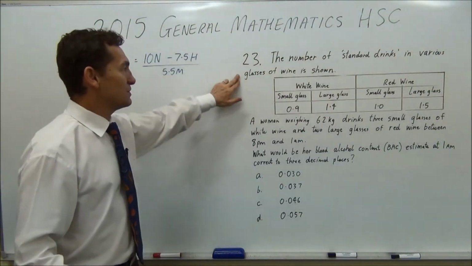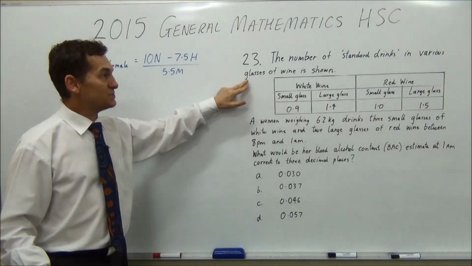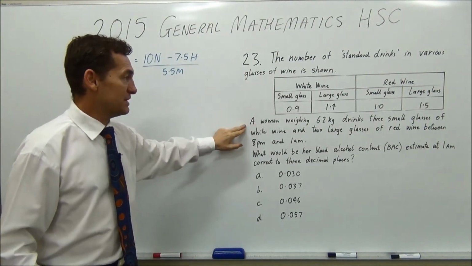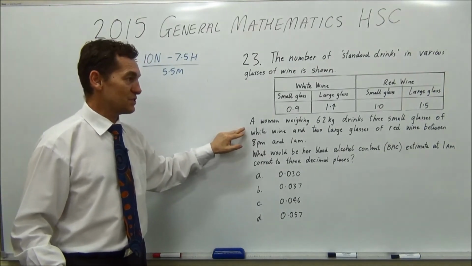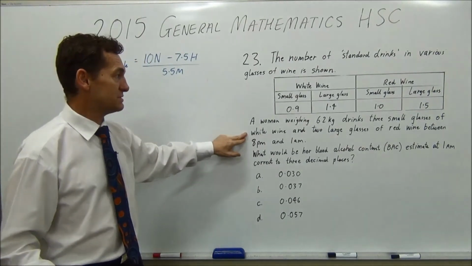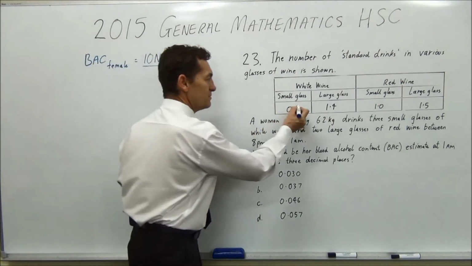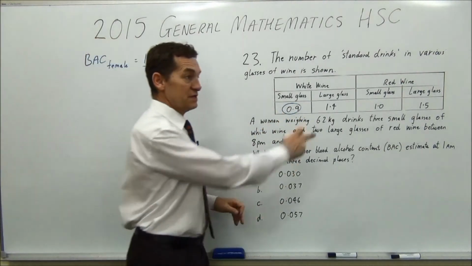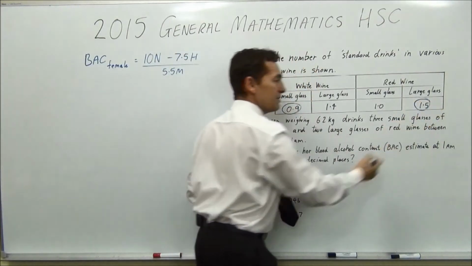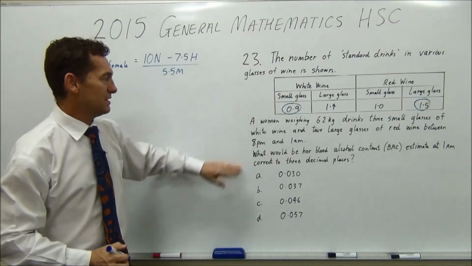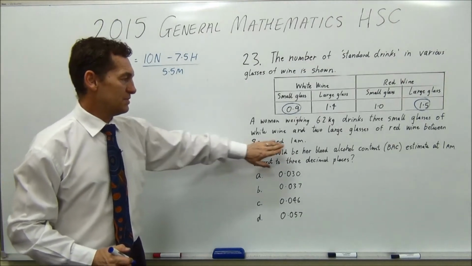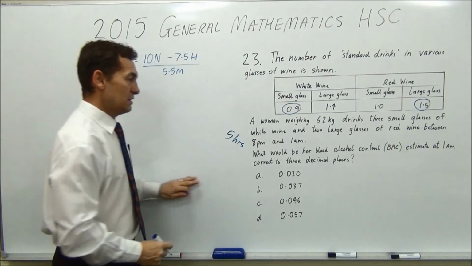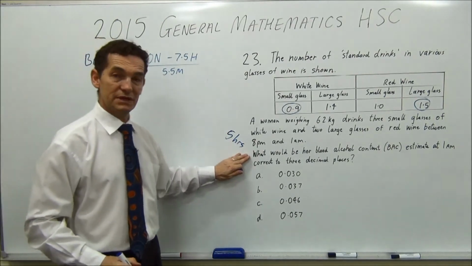G'day again. Question 23. The number of standard drinks in various glasses of wine is shown, and they give you this table. A woman weighing 62 kilograms drinks 3 small glasses of white wine, so you want small glasses of white wine, and 2 large glasses of red wine. So large glasses of red wine, we want that one there. Between 8 p.m. and 1 a.m., so that's 5 hours. What would her BAC be at 1 a.m.?